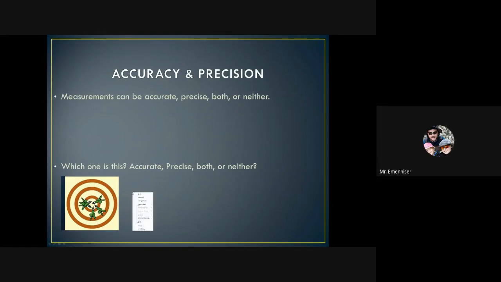So this one, let's go over it again. This one is accurate because it's on bullseye, and precise. So accurate and precise because they're all together.